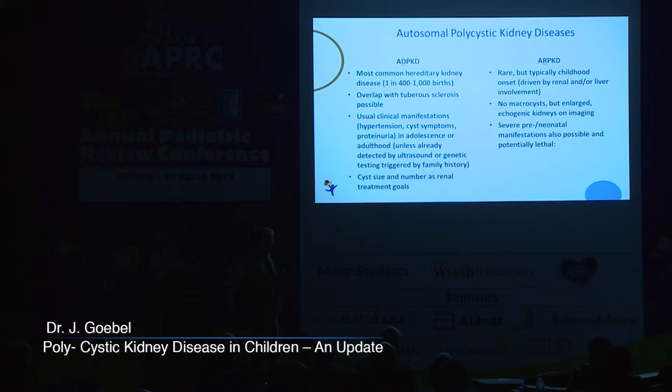I added a few more things to that table. ADPKD is the most common hereditary kidney disease with an incidence that I've noted here. It can overlap because the mutation can be so large that it involves not just the polycystin gene, but also the neighboring gene that's mutated in tuberous sclerosis. So there are patients who have both, who have a hybrid form of TS and ADPKD.